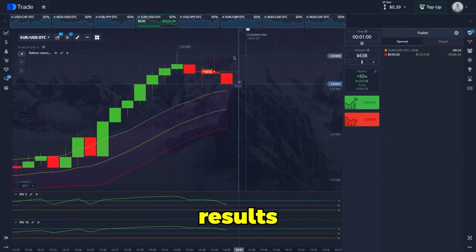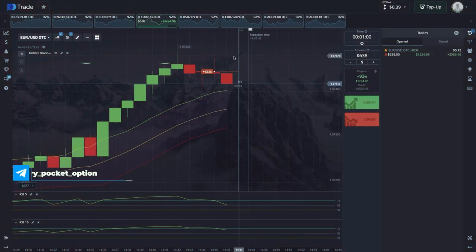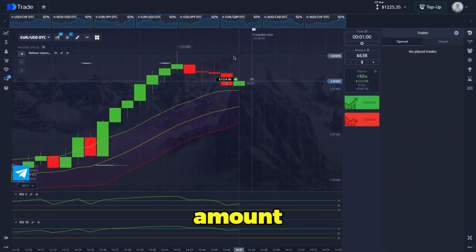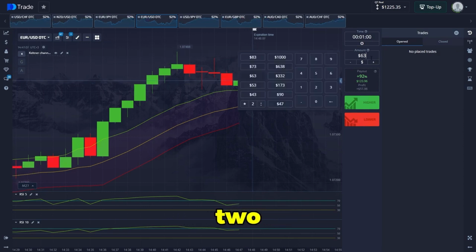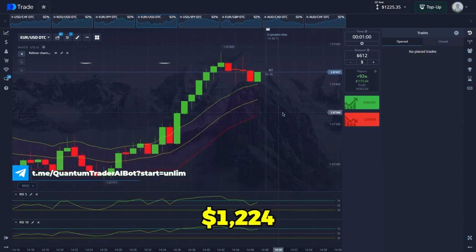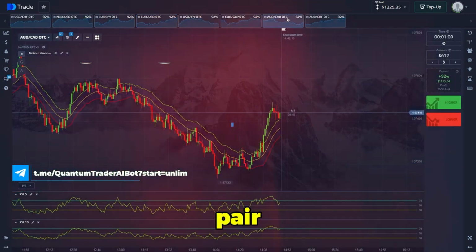And let's look at the result of this deal. And as you can see, our deal opens in A+ again. We will change the amount of the transaction value, put 612 and open two deals in the amount of $1,224. Let's start and select the next currency pair.